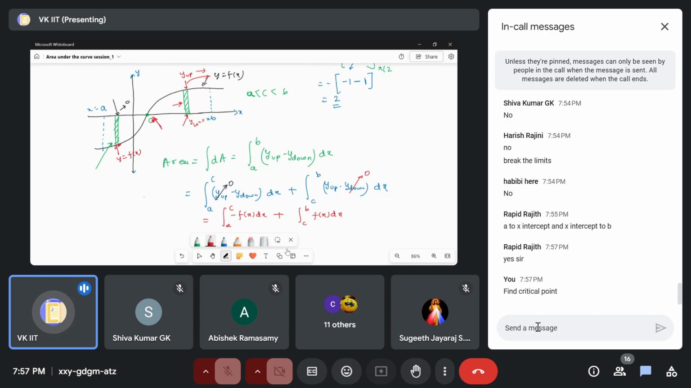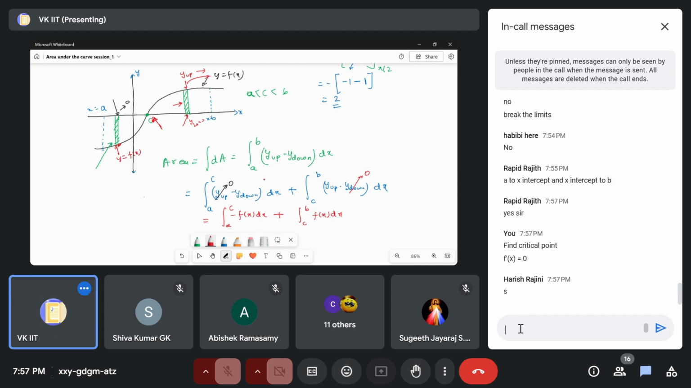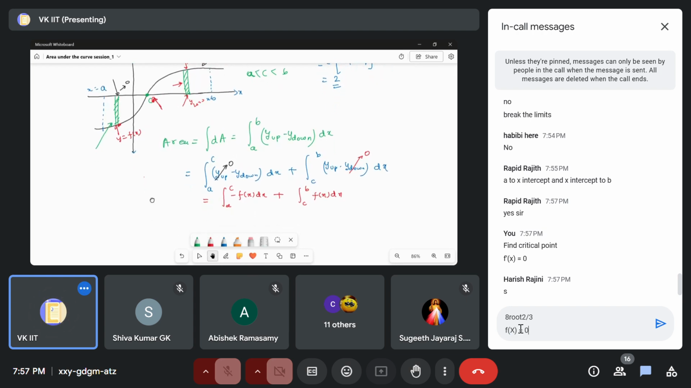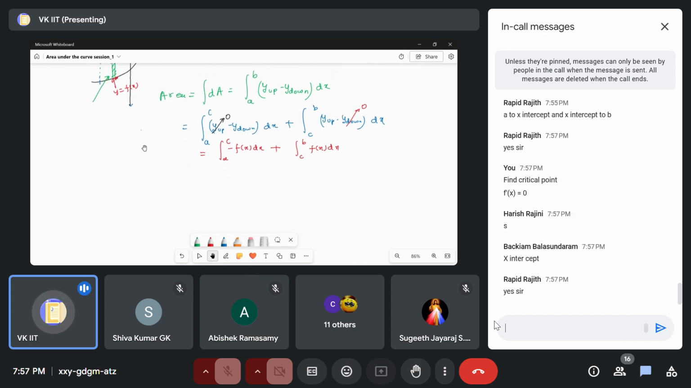Put y as 0 in the curve equation. Exactly. Or you can say find the critical points, or you can directly put y as 0 in the curve. Whatever x value you get, that is the point. All right. So let's go to the next portion then. Let me give you one simple question on this also.